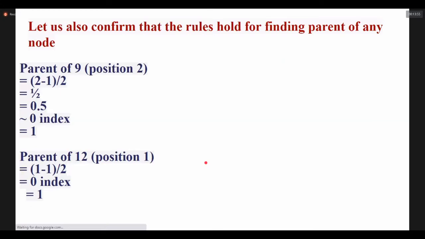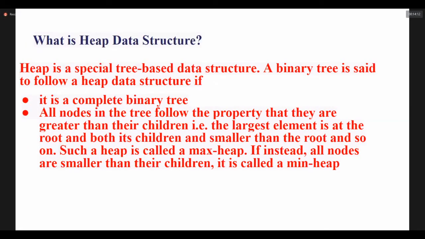Heap sort follows the heap structure. What is the heap structure? First, you got the relation between tree and array: the tree is represented in array format. Next, the heap data structure is a complete binary tree. All nodes in the tree follow the property that they are greater than their children.